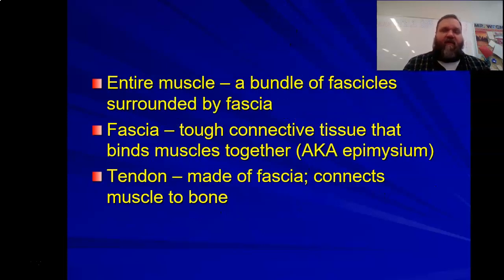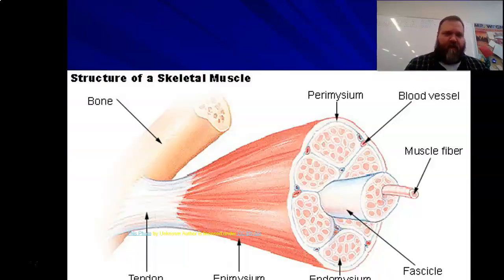The entire muscle itself is a bundle of fascicles surrounded by fascia. Fascia is a tough connective tissue that binds muscles together, also known as the epimysium. Two names for that, fascia and epimysium. And then a tendon, you've all heard of a tendon, like the Achilles tendon. This is made of the fascia, and it connects muscle to bone. Tendons always connect muscle to bone. Ligaments connect bone to bone.